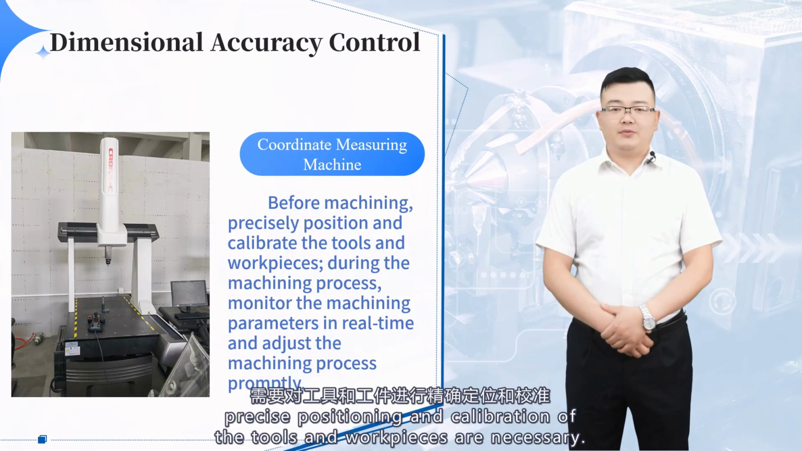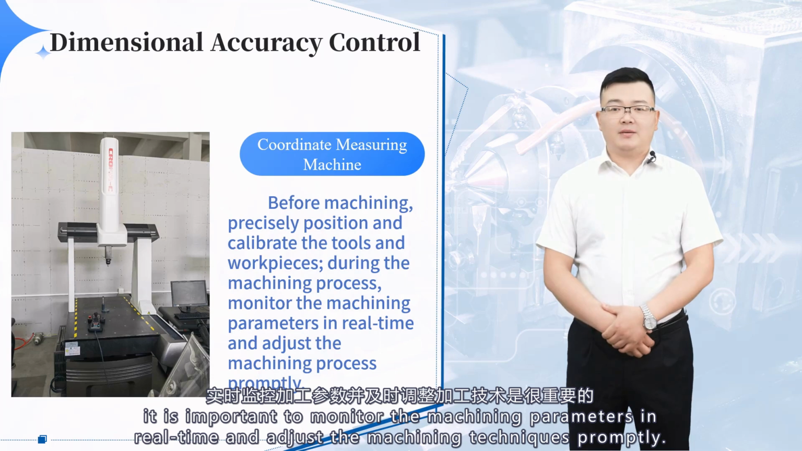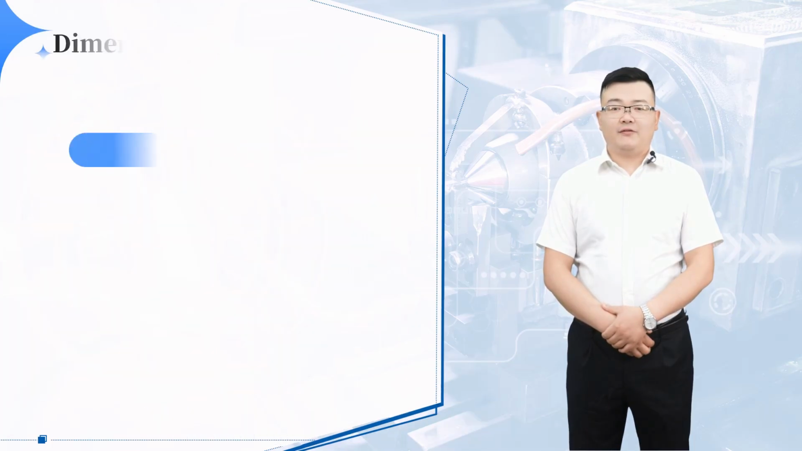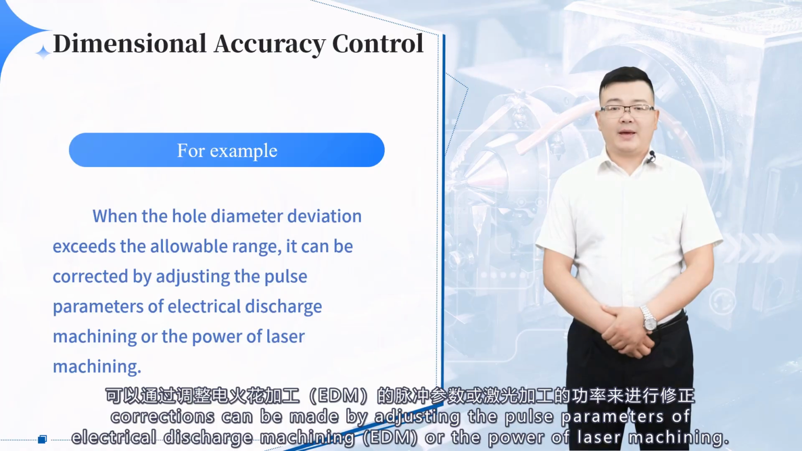Before machining, precise positioning and calibration of the tools and workpieces are necessary. During the machining process, it is important to monitor the machining parameters in real time and adjust the machining techniques promptly. For example, when the diameter deviation exceeds the allowable range, corrections can be made by adjusting the pulse parameters of electrical discharge machining (EDM) or the power of laser machining.